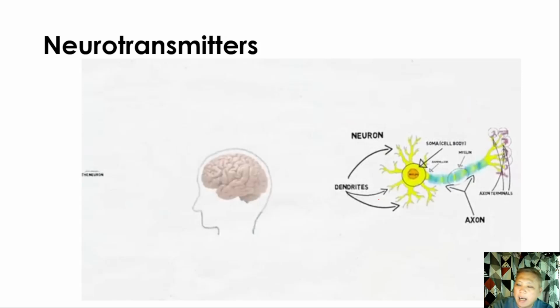So, ganyan po yung nangyayari sa ating neurotransmitter. So, ibig sabihin, ulit-ulit lang siya para ma-send and receive yung signal at ma-interpret ng brain natin.